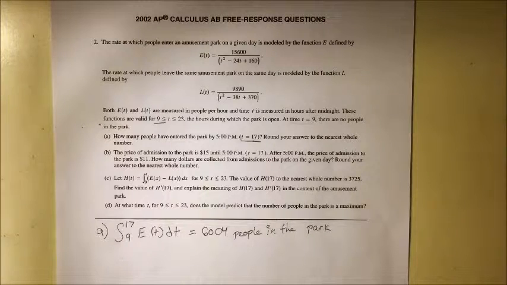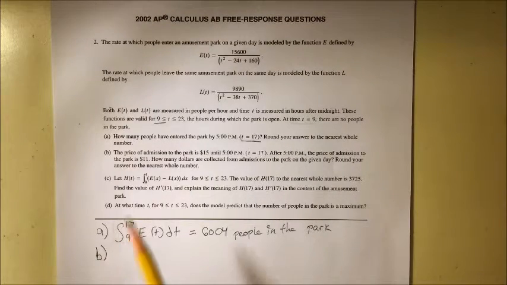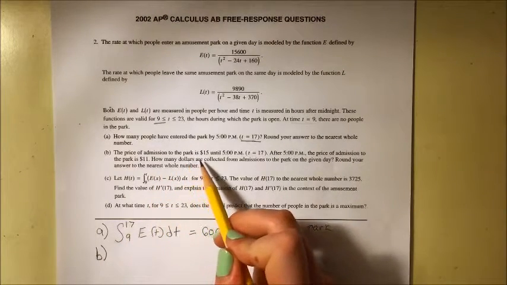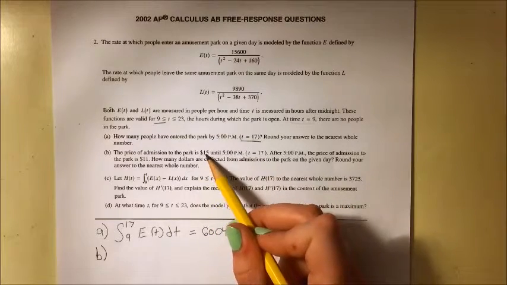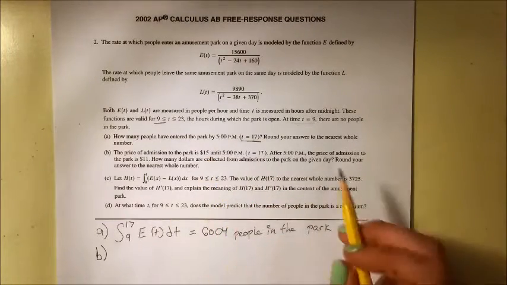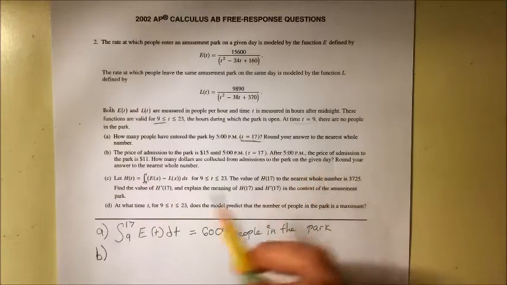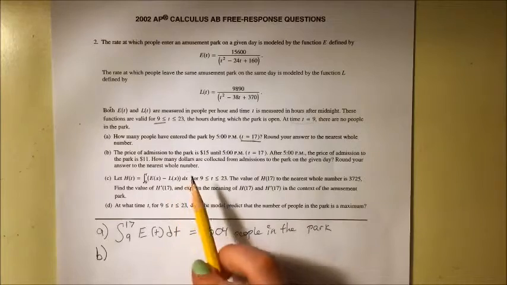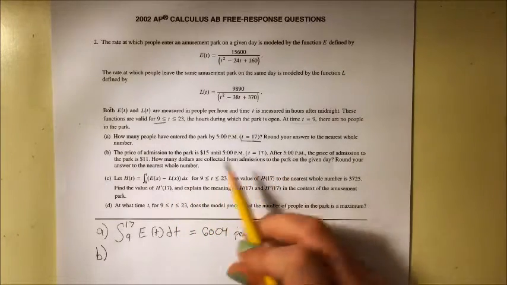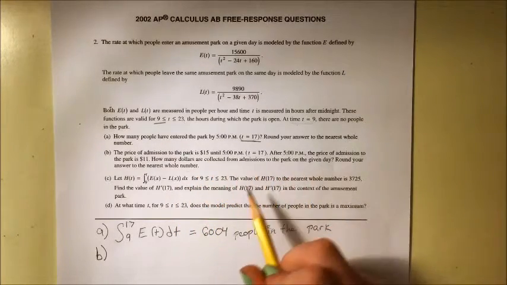Part B takes a little more thought and work, but it's still asking a pretty straightforward question. Reading the problem, you can see that it gives you the information that at t equals 17, or 5 p.m., the price of admission is $15. However, after 5 p.m., the price changes to $11. The question wants to know how many dollars are collected in total following these price constraints on a given day.